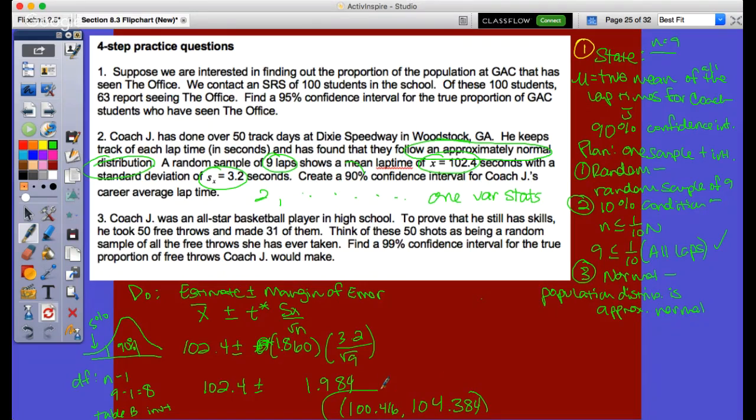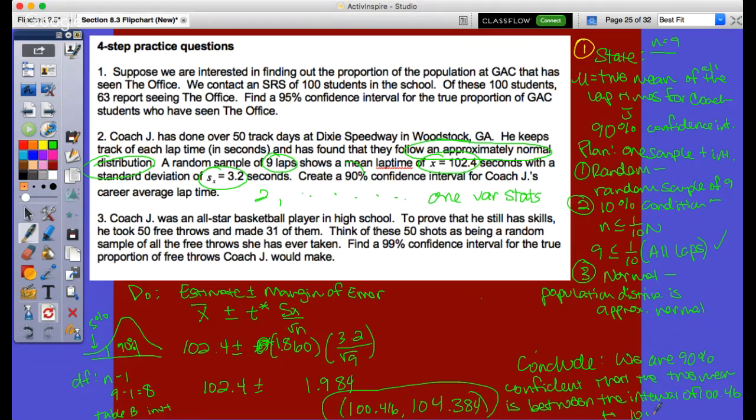All right, here we go. So this right here is the confidence interval. And so we've done the do. Let's go to the conclude phase. We are 90% confident that the true mean is between the interval of 100.46 to 104.384.